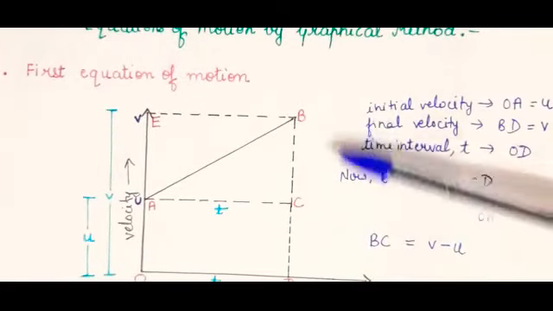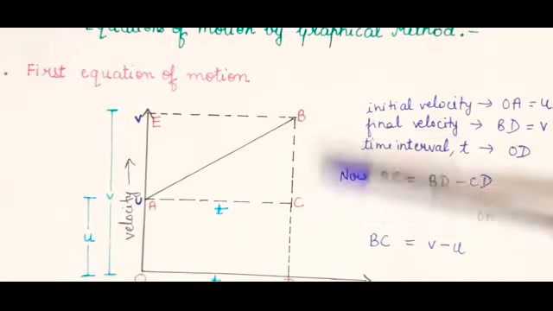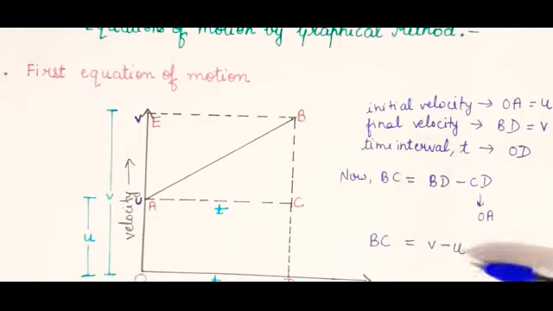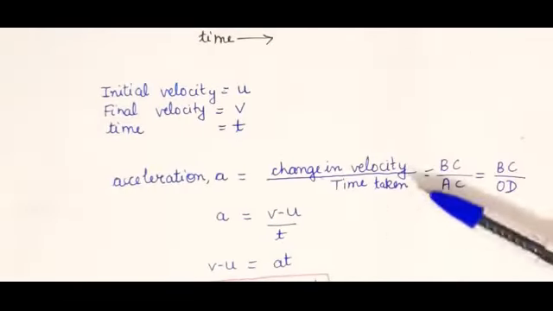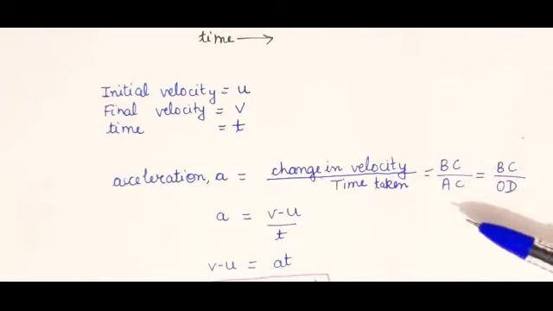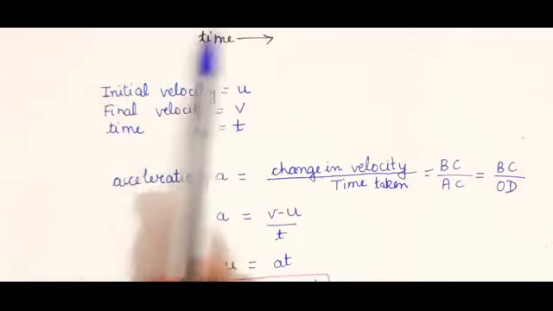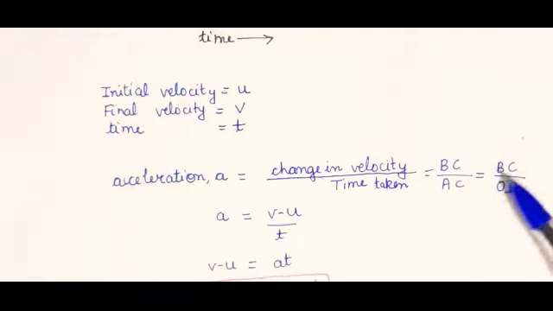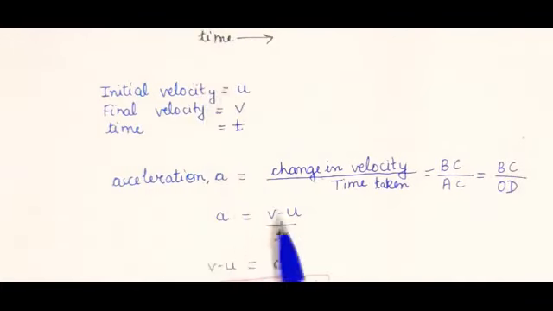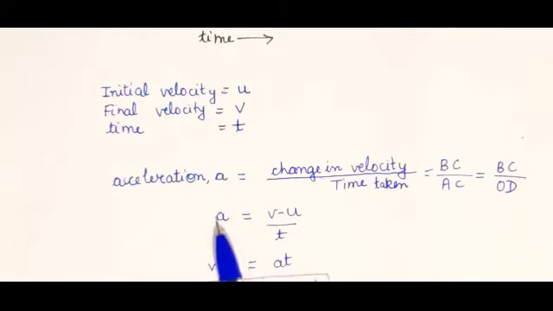What is change in velocity? That is BC. BC is change in velocity, and we have calculated the value of BC, V minus U. So change in velocity upon time taken, that is BC upon AC. AC was the time taken, and this AC is equal to OD because we drew the parallel lines. This is OD. So V minus U divided by OD is time. So V minus U upon T gives acceleration.